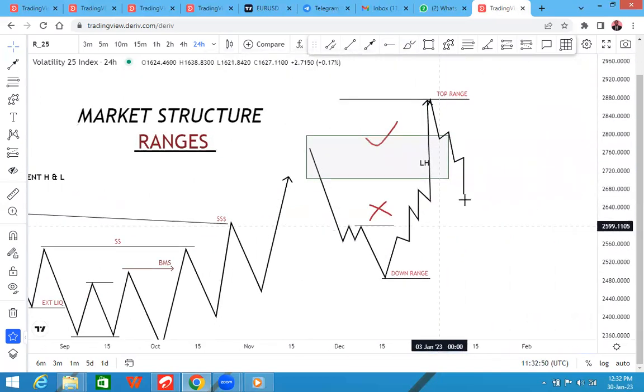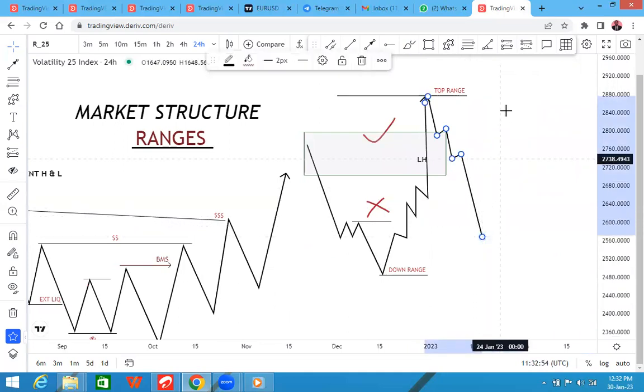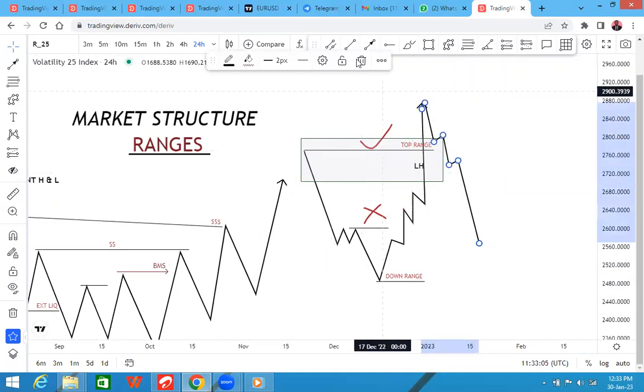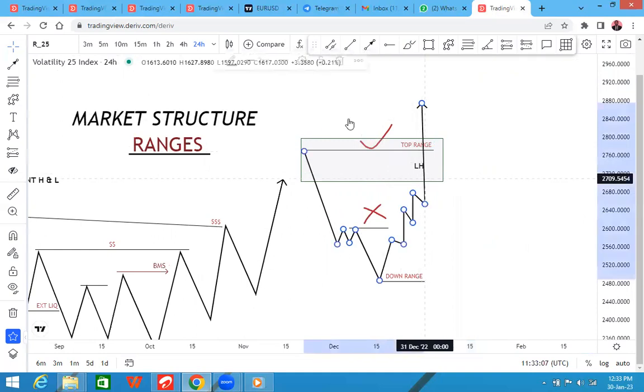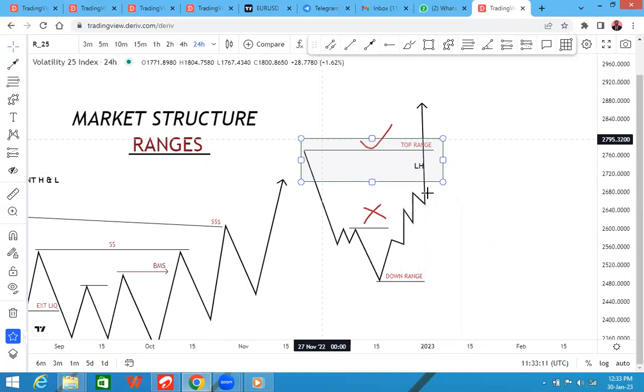I'm now expecting price to come and give me a lower high, and then I can take the market to a higher low, then I can take the market to a higher high. Are you getting it now? So this is just how to mark your range: most recent high and most recent low.